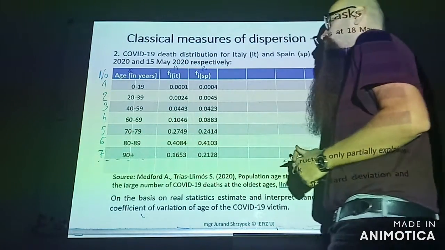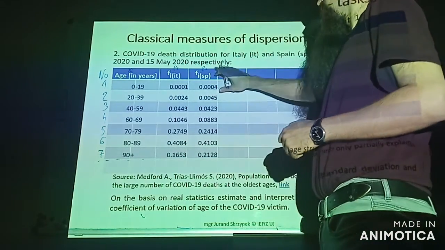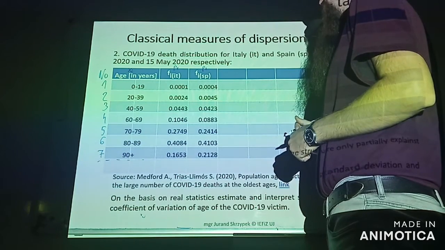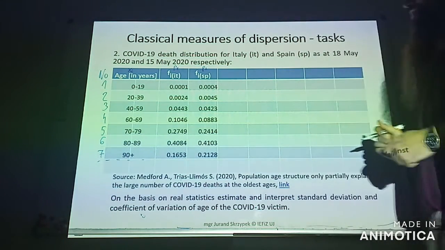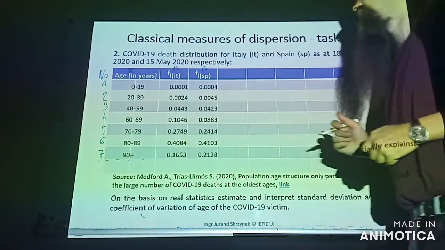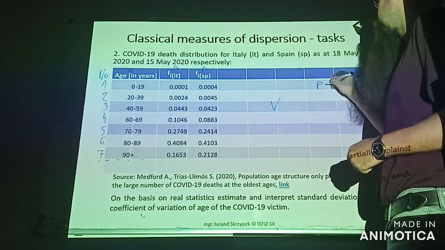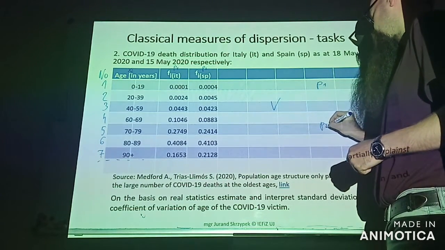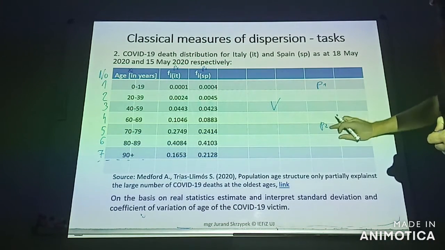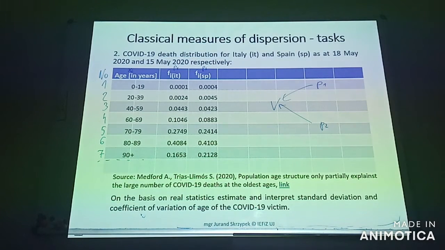of age which characterizes the population of COVID-19 victims in Spain. So we have one variable and two different populations: Italian COVID-19 victims and Spanish COVID-19 victims.